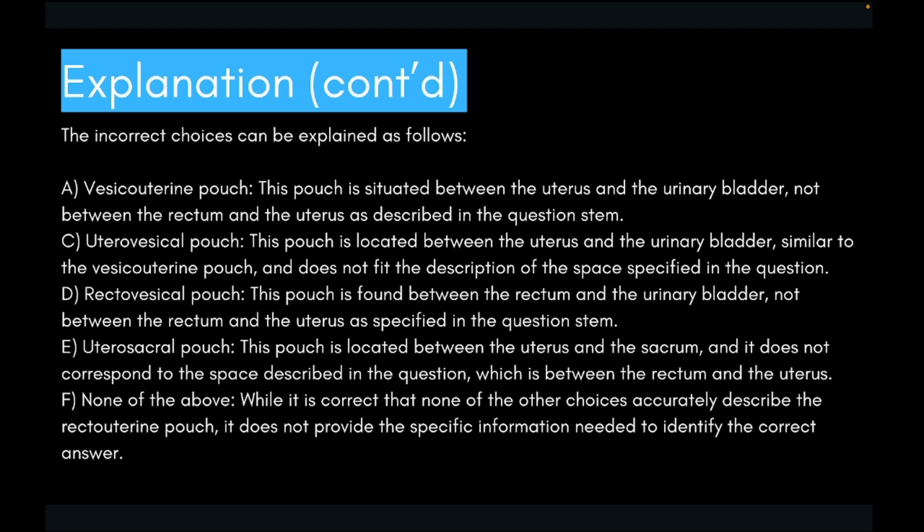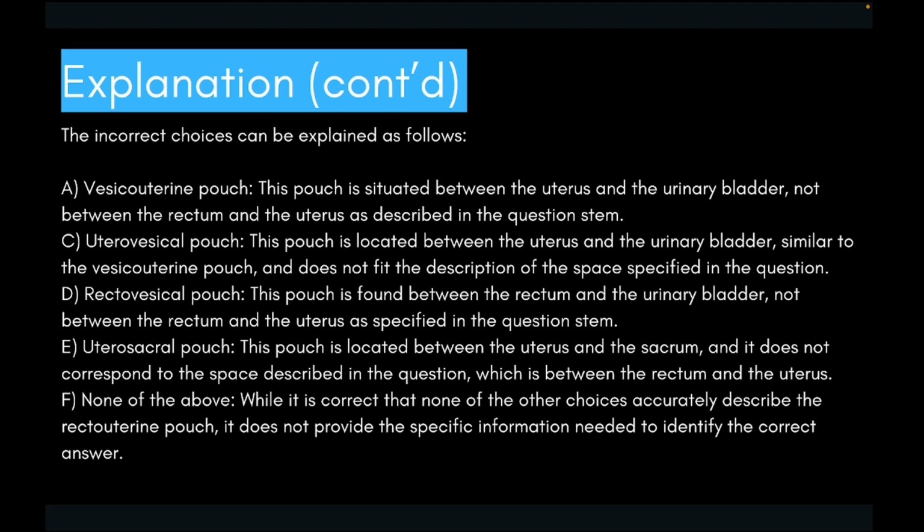Vesicouterine pouch. This pouch is situated between the uterus and the urinary bladder, not between the rectum and the uterus as described in the question stem. Uterovesical pouch. This pouch is located between the uterus and the urinary bladder, similar to the vesicouterine pouch, and does not fit the description of the space specified in the question. Rectovesical pouch. This pouch is found between the rectum and the urinary bladder, not between the rectum and the uterus as specified in the question stem.